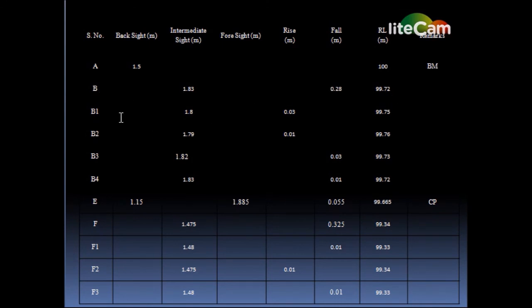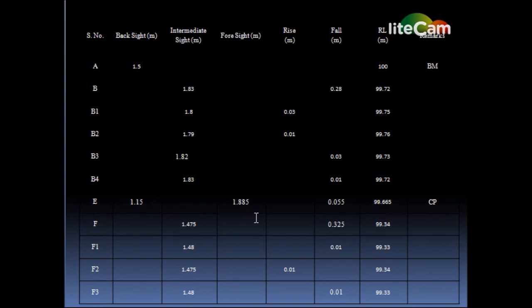Same way we can get the RL of point B1, B2, B3, and B4. What happened at point E is that we were not able to see it, so we considered it a change point, and again we had to take a back side. So we had taken the back side as 1.15, and the forward side was 1.885.